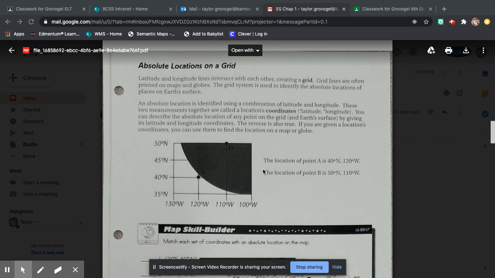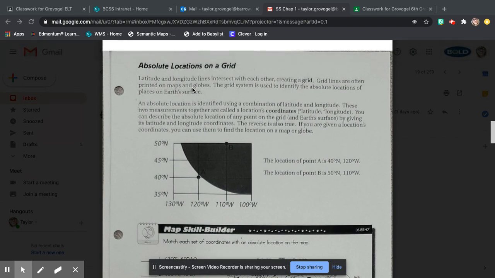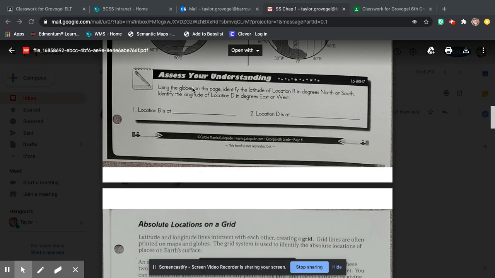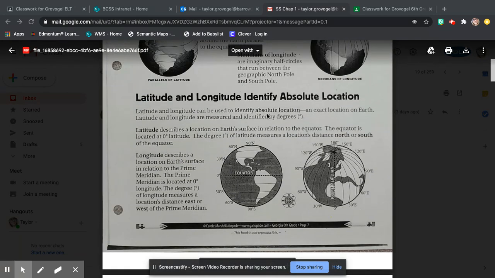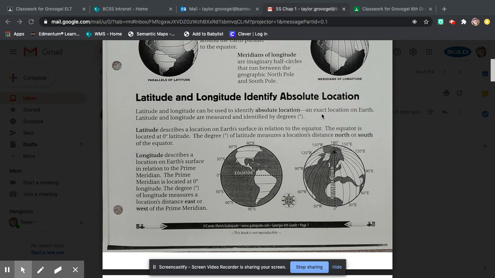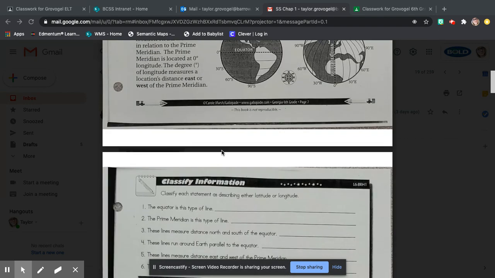So today we're going to be reading absolute locations on a grid. Let's review what an absolute location is. I'm going to scroll up. So an absolute location is an exact location on Earth. Latitude and longitude are measured and identified by degrees. So an absolute location is going to take a latitude line and a longitude line.